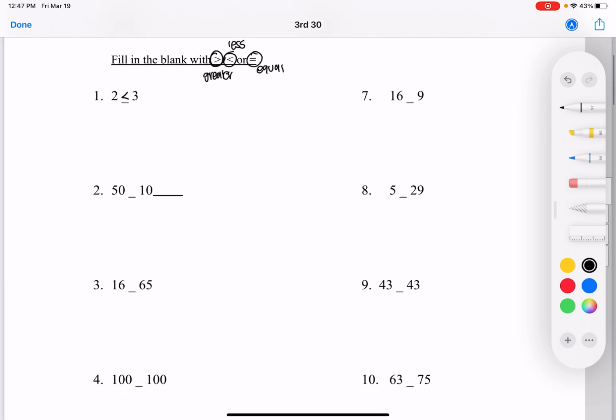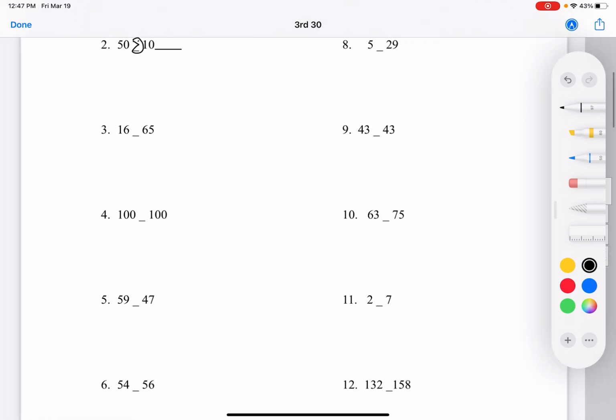Number 2, 50 and 10. 50 is the greater number, so the bigger part faces toward the 50, and the smaller part faces toward the 10. Another way you can think about it is you can think of this as a Pac-Man. The Pac-Man wants to eat more, so the Pac-Man is trying to eat the 50.